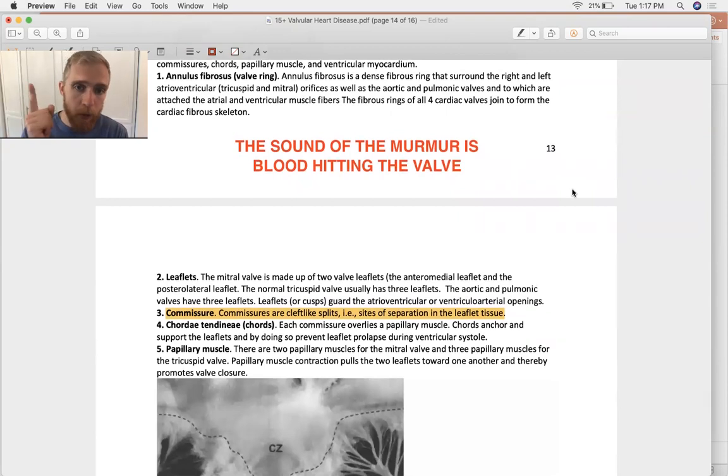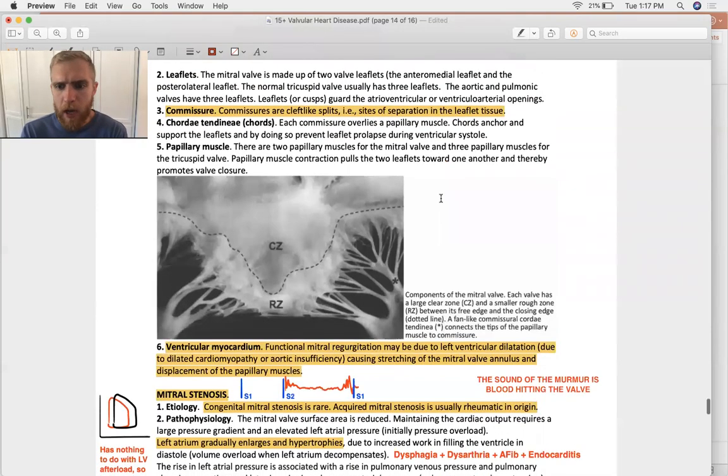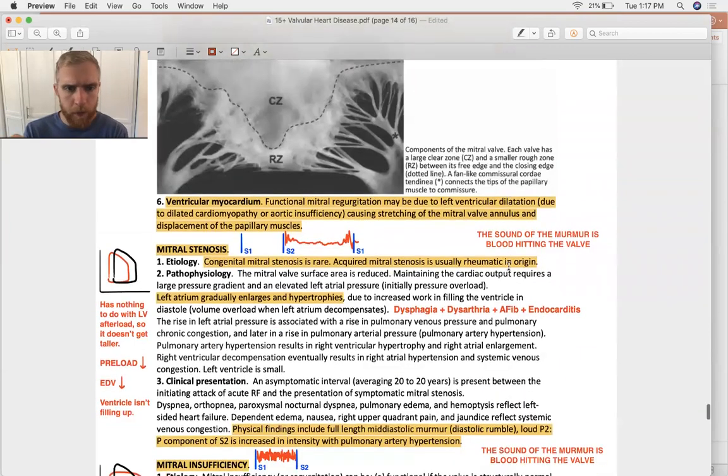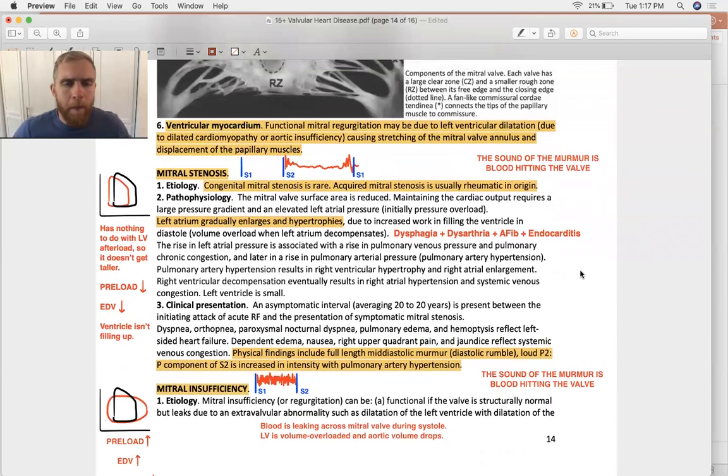So principle number one, the sound of the murmur is blood hitting the valve. So if they give you where the stethoscope is at, and then they give you the timeline of the murmur, you should know exactly what valve is compromised and what sort of compromisation it is. Bottom of page 13, top of page 14 is really talking about anatomical features of valves. Review that if you need to. So let's talk about mitral stenosis first and foremost.